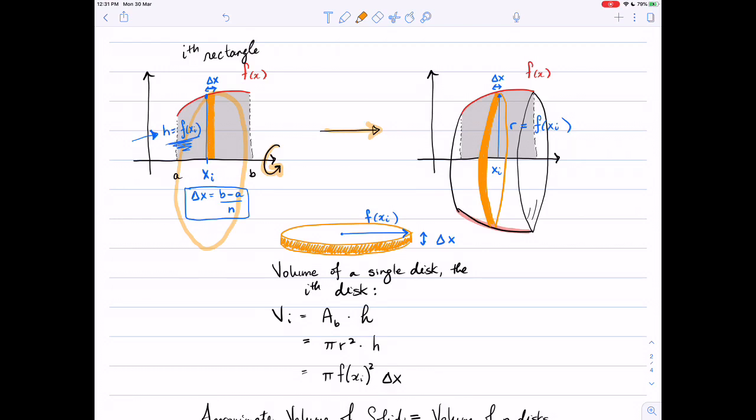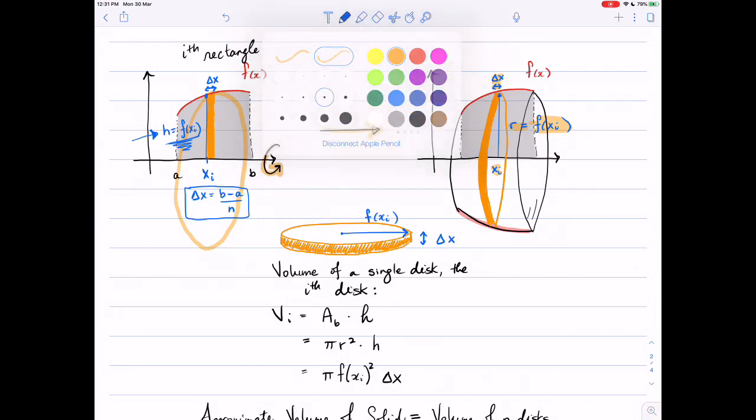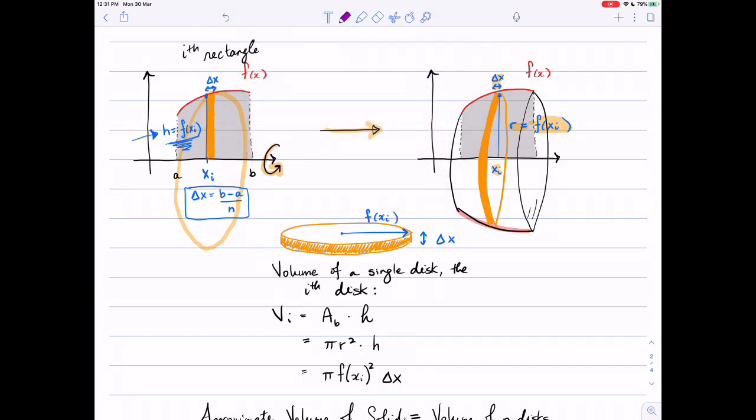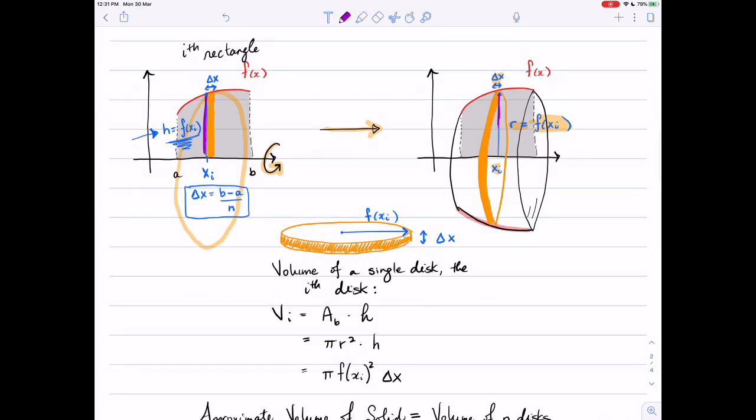We look at the xi, it's in position right there. The delta x is still that width right there, and the height of the rectangle now becomes the radius of the disk. The height of that rectangle right here has become the radius. It's the exact same height, the radius of that disk right there.